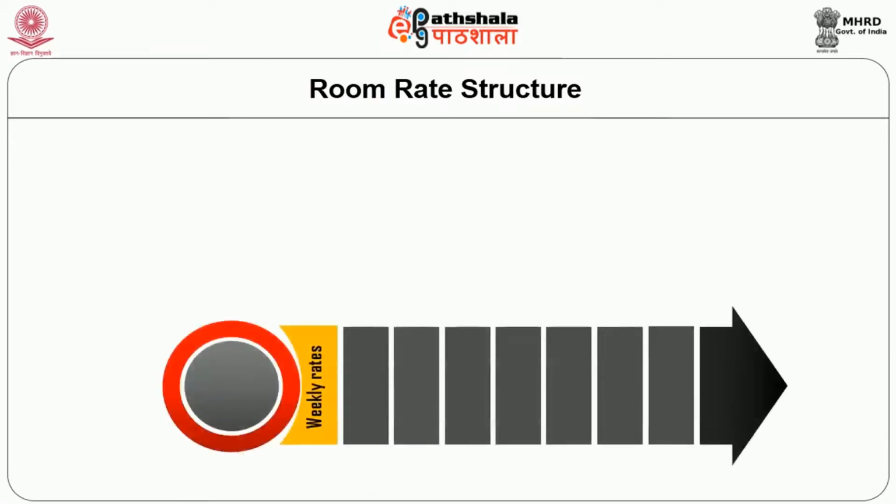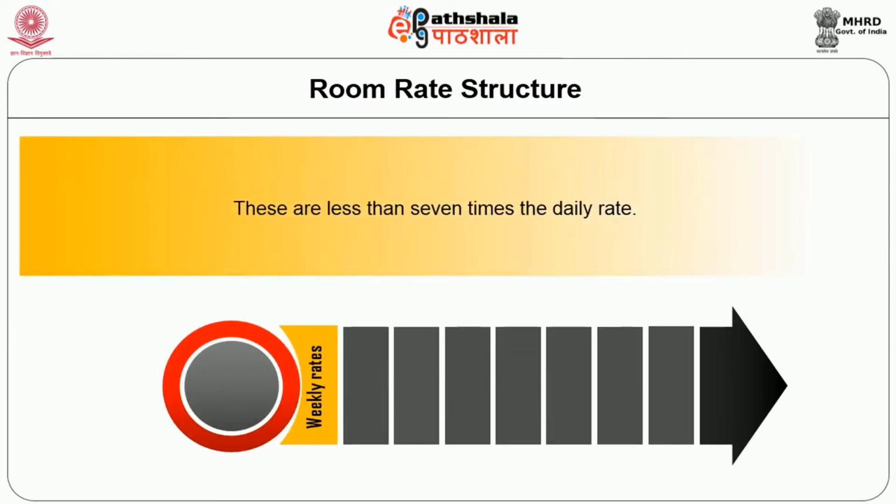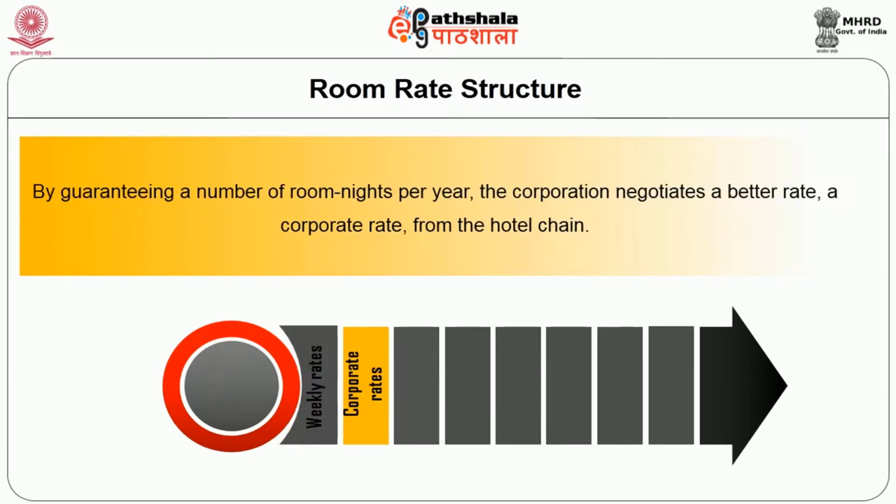The first one is the weekly rates. These rates refer to stays of less than 7 days in a week, and these are usually entitled to daily rates whenever the person stays. Next is the corporate rate. By guaranteeing a number of rooms and nights per year, the corporation negotiates a better rate. A corporate rate from the hotel chain is given, especially a discounted rate for the corporates. The executives come for different business purposes.